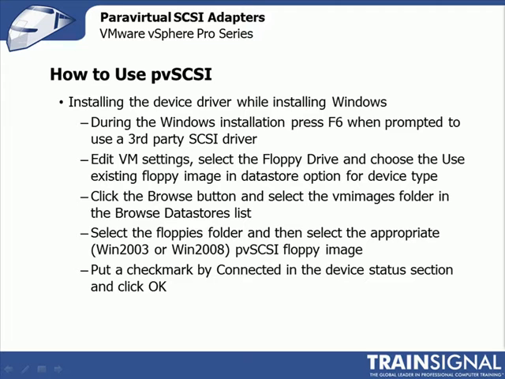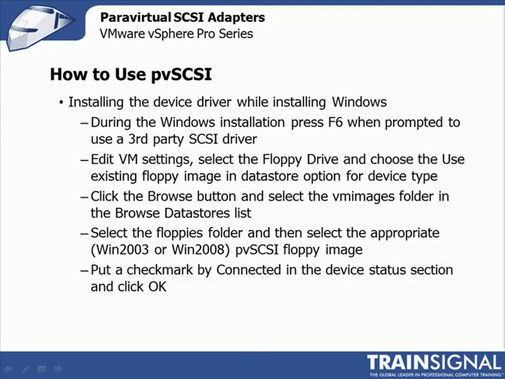Next, you want to edit the VM settings, select the floppy drive, and choose the Use Existing Floppy Image in Datastore option for the device type. What we are doing is loading a floppy image file that contains the device driver on the VM's virtual floppy drive, so we can point Windows to the PV-SCSI adapter driver.